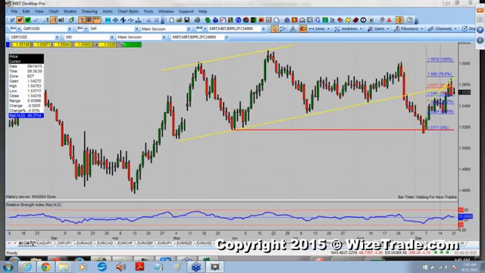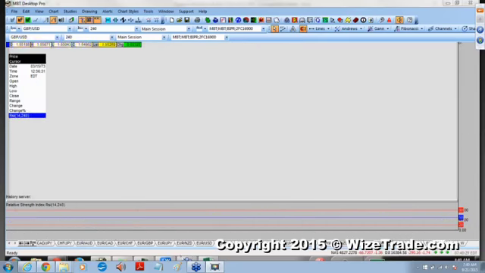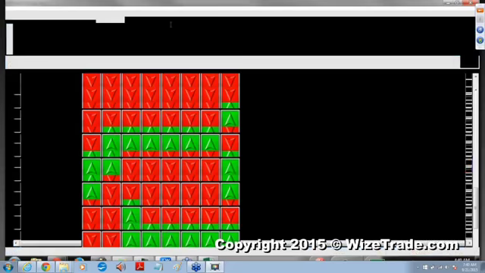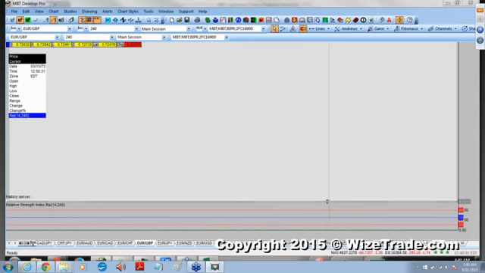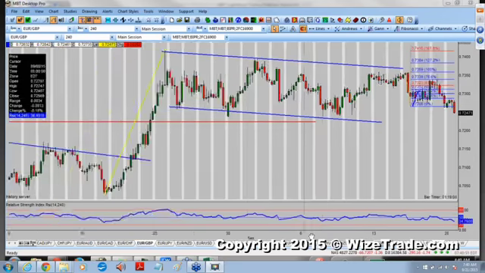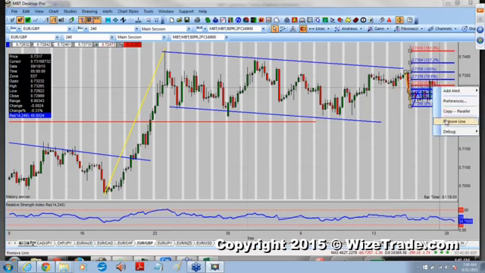Now the pound's been holding up pretty well. The cable's been holding up. You can see, even with the euro down 26 pips, the pound is up 30. So the cable's been holding up pretty well today. Speaking of which, let me see something. This euro pound, look at how weak it is.